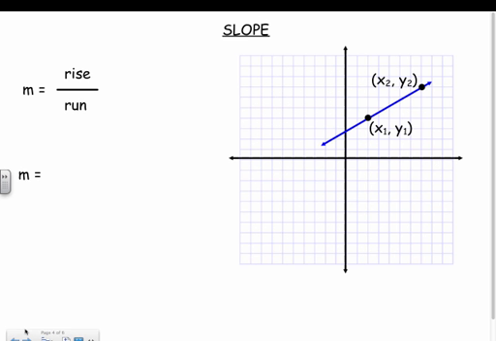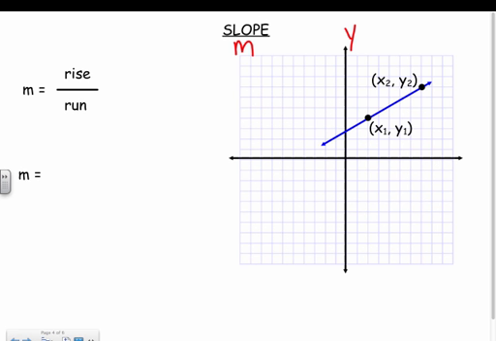Remember slope, we use the symbol M for slope. We use the letter M for our variable for slope. And it's the rise over the run. The rise over the run. So if I think about the rise, that's how it changes in the y's, right? The rise, the up and down are my y's. So how much it changes in the y's.